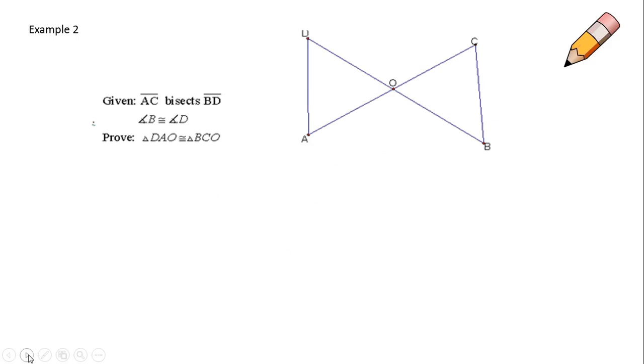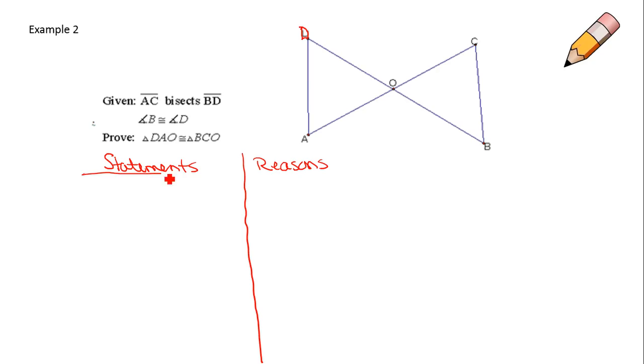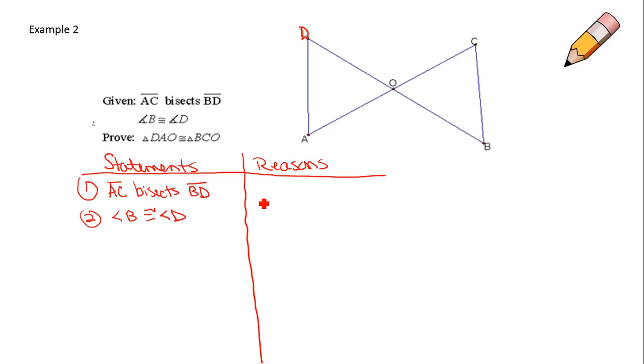So let's look at a second example. Here we have one where we're given that AC bisects BD. This should be a D up here, so if you want to draw that in your picture. And then angle B is congruent to angle D, and we're going to prove these two triangles are congruent. So again, statements and reasons. Here we go. First step, always write that given. So we have AC bisects BD. And we have another piece of given, angle B is congruent to angle D. And again, both of those are given.